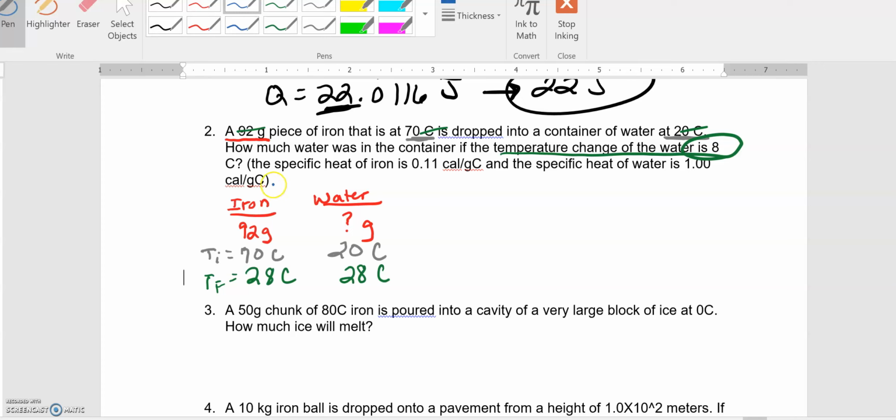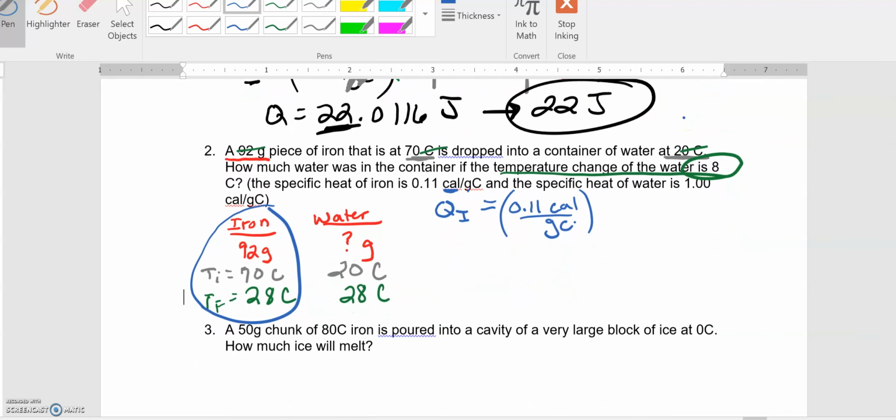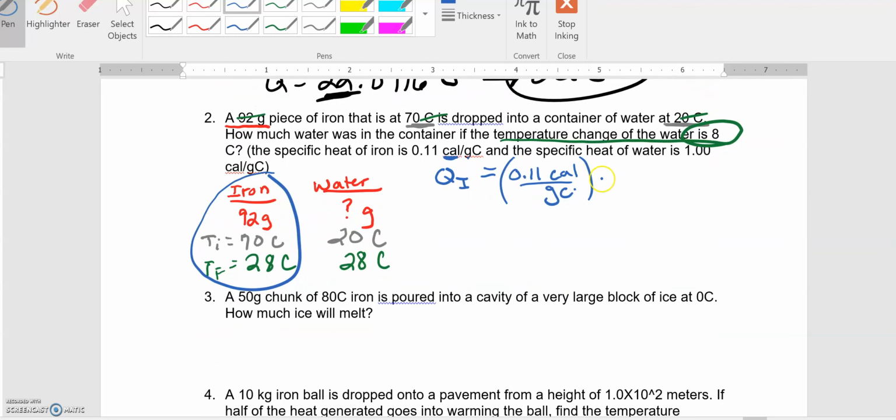So what we're going to do first is you'll see that we have the necessary components to compute Q for the iron. I'm just going to put a subscript of I for iron. Now again, I need to take my specific heat, and notice this time it's in calories per gram degree Celsius. So I would put in 0.11 calories per gram degree Celsius. I'm still using that same formula up here, Q equals Cm delta T. Then my mass is 92 grams. Now you'll notice again, my units match.